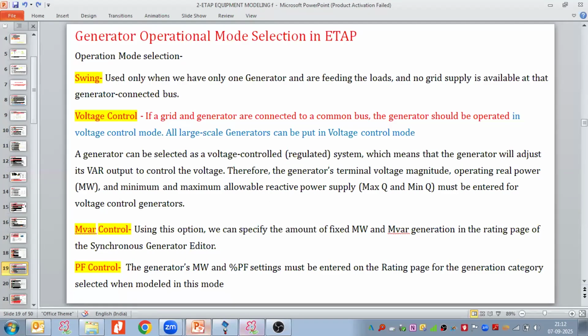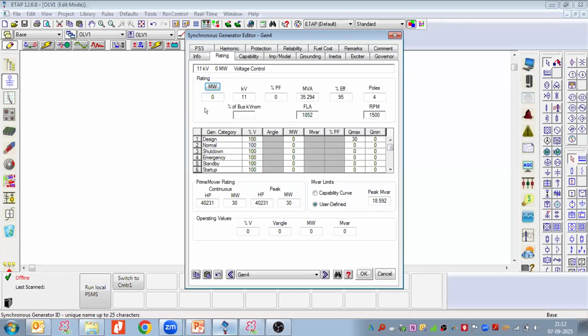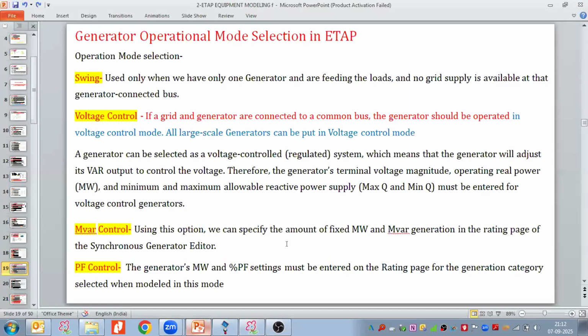So if we are selecting this voltage control mode, my next step would be going into the rating page. Here we have to put the rating, and after putting the ratings, we have to mention my generator's maximum reactive power limit and minimum reactive power limit, Qmax and Qmin. This also we have to enter over here. We'll come later to how to decide this limit, but Qmax and Qmin also we have to provide there. Then it will work in voltage control mode.